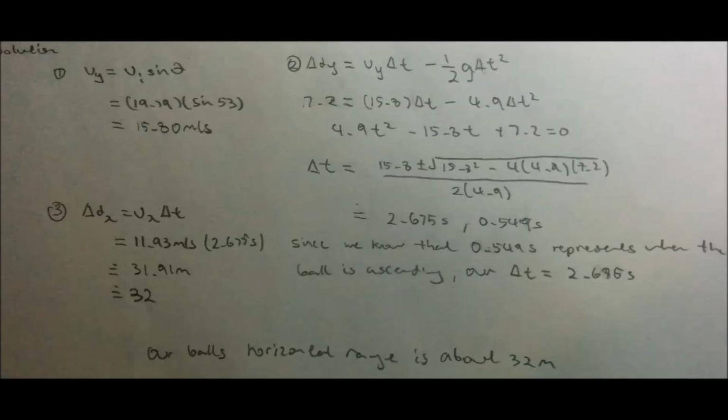With our new delta t value, we can then sub it into our horizontal motion equation, which is vx times delta t. Using our vx from our previous calculations, we can then determine a final range of about 32 meters. Therefore, our horizontal range of our ball is about 32 meters.